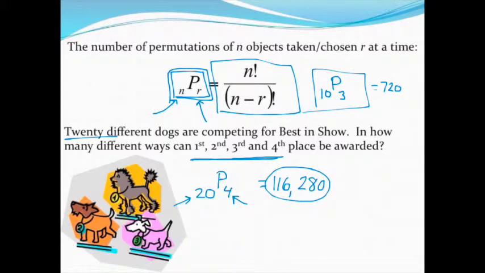Well, keep in mind, this is just one way to work these problems out. If you prefer the blank space method, it still works just fine. You've got first, second, third, and fourth place that you're talking about. There are 20 dogs that can finish in first place. That means there's 19 that can finish in second, 18 that can finish in third, and 17 that can finish in fourth. These are the exact same things. If you were typing in your calculator 20 times 19 times 18 times 17, you'll also get 116,280 different ways.